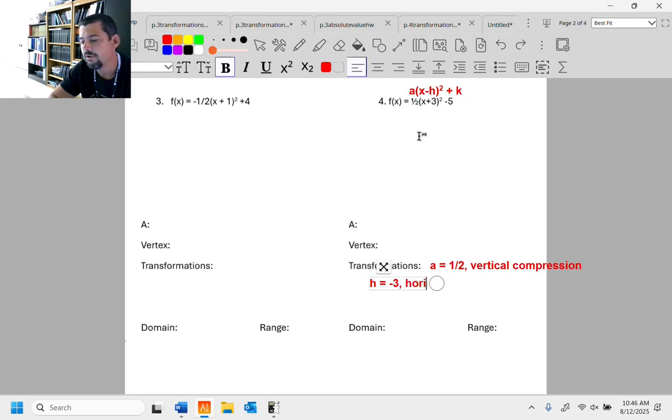This tells me I have a horizontal, we'll use shift this time, of left 3. I see that k is negative 5, again according to the lineup process up here. This tells me that I have a vertical shift of down 5. That's really as hard as this is.